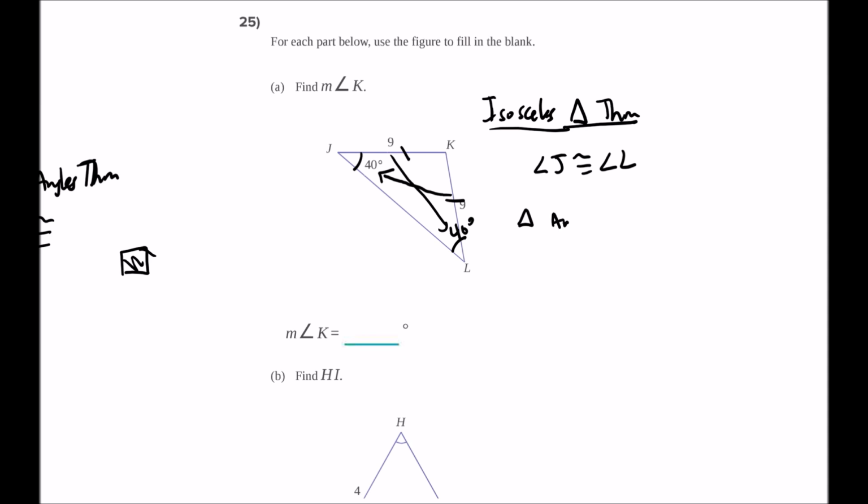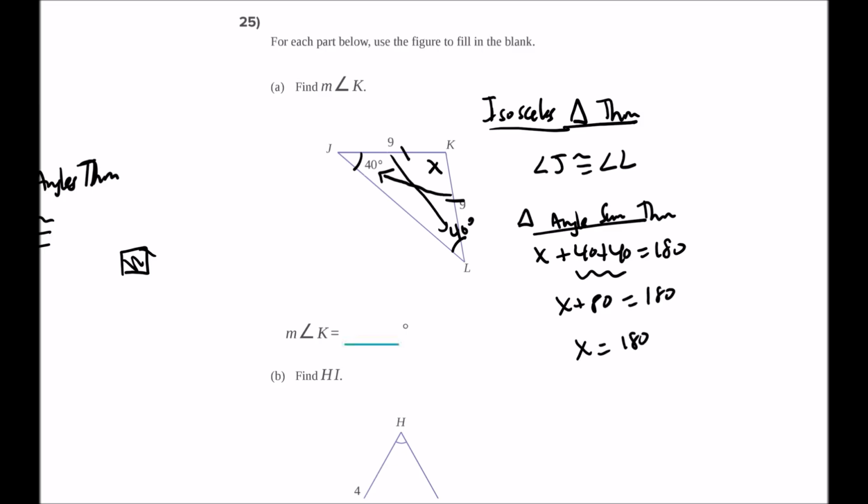And by the triangle angle sum theorem, the angles in a triangle add to 180. So I'm going to call this X, and then I'm going to solve for X. We got X plus 80 equals 180. So subtract 80 from 180, and you get 100 degrees. So that's equal to angle K.